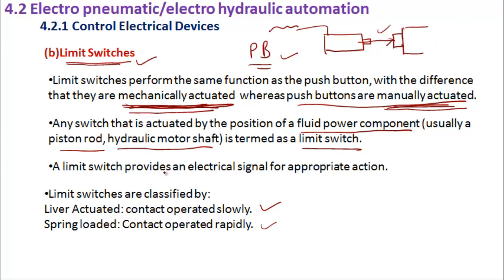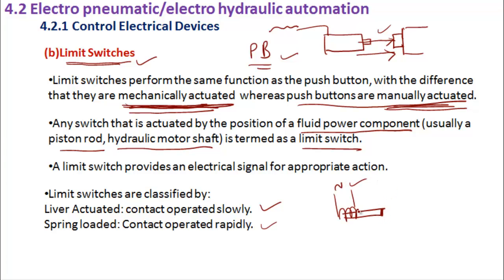Lever actuated is when you are slowly making this piston move and touch here. And spring loaded is something wherein, suppose you have a spring to which you have attached an electromagnetic piston, and this spring is compressed due to some electrical signal that you have given. The spring is compressed and this is down.